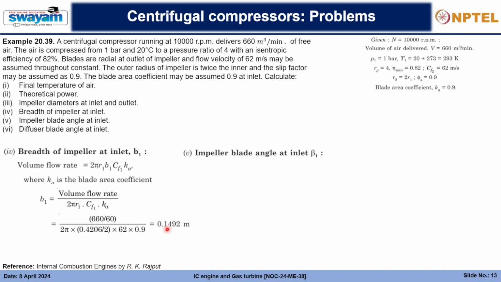Now the impeller blade angle at the inlet, beta 1. Beta 1 is given by tan beta 1 equals CF1 by CBL1, that is equal to 62 divided by 440 by 2, and that equals 0.2816.